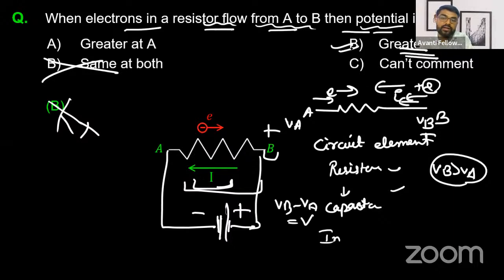Answer is B. So today, students, you have cleared the concept of flow of charges in a cross section, the total amount of charge crossing creates current, instantaneous current, and potential difference.